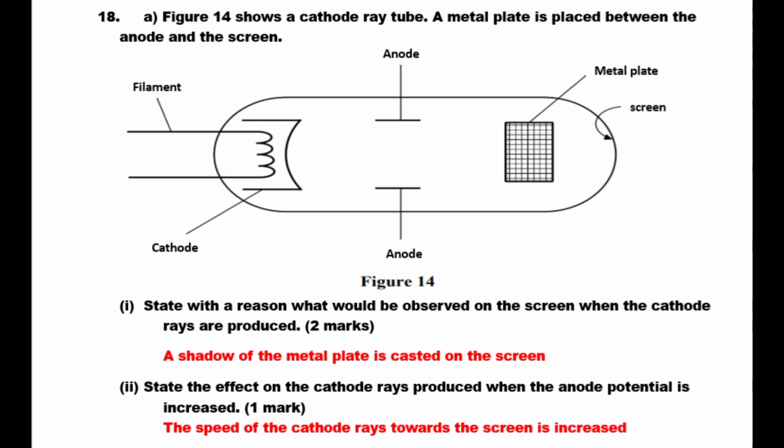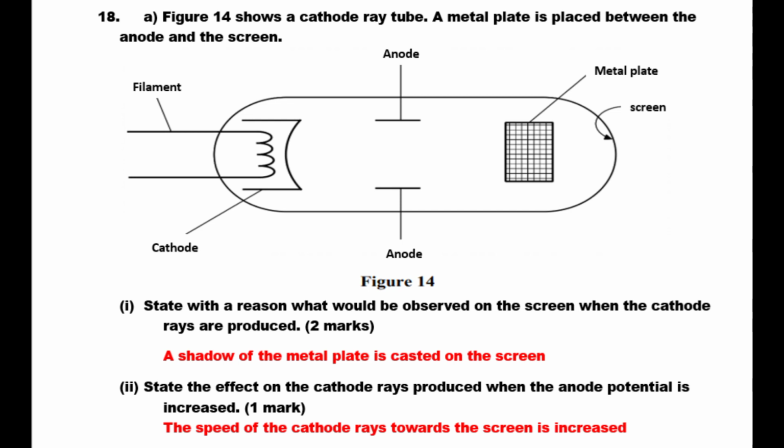A shadow of the metal plate is cast on the screen. That is what is observed. Roman 2, state the effect on the cathode rays produced. So we go now to Roman 3. State the effect on the cathode rays produced when the anode potential is increased.